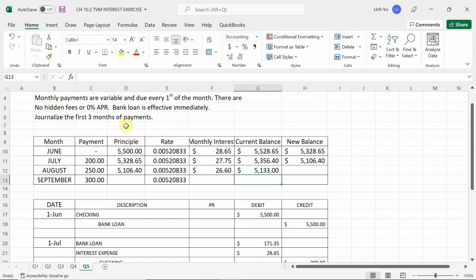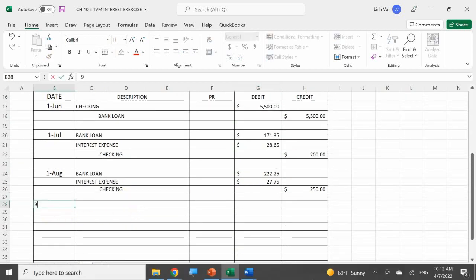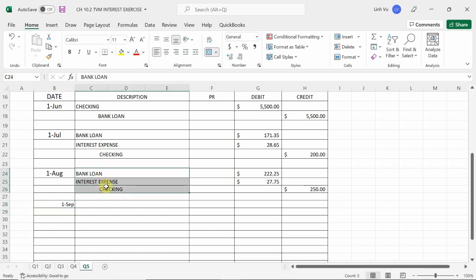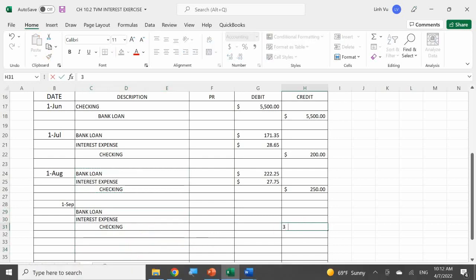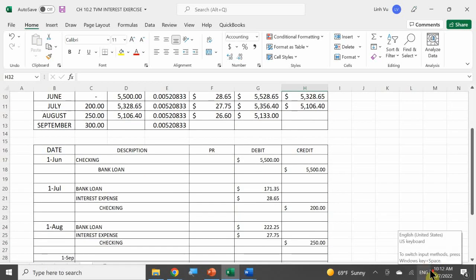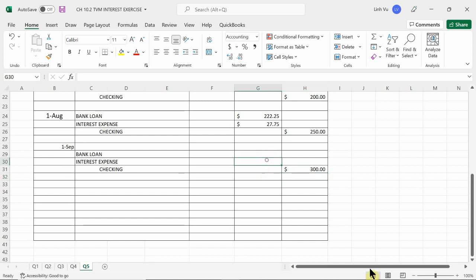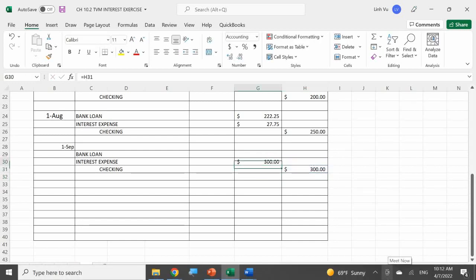So therefore I get $5,133. This time in September, I'm going to make a payment of $300. Okay, so September, we're going to make a loan payment, and this time I know for a fact I'm going to make a payment of $300. Since we calculated it, we have a total of $26.60 that's going to interest. So how much money is actually going to go towards my principal?